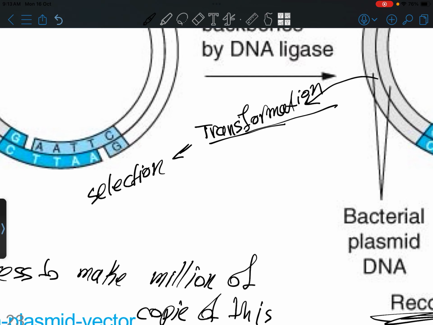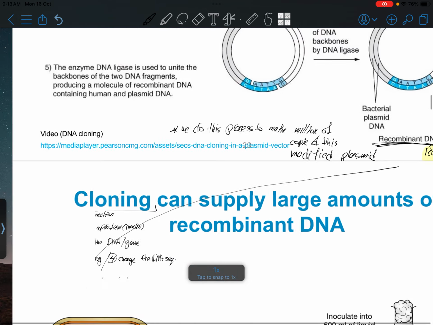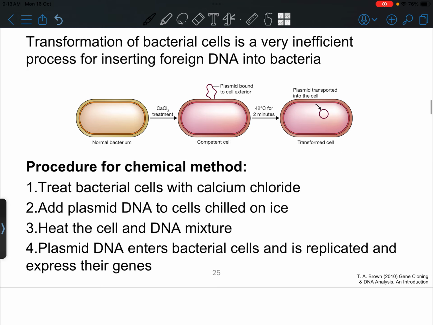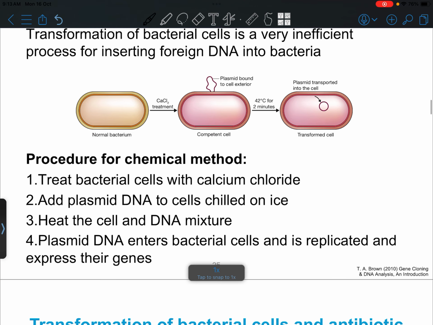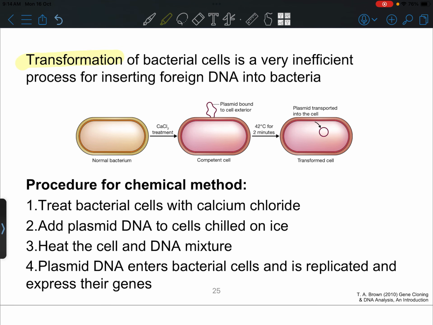Okay? Transformation could be done into bacteria in two different ways. The first one is considered what? The chemical method. In the chemical method, we start with what? With a normal bacteria. Now, this is the bacteria that you want to accept or take your recombinant plasmid.